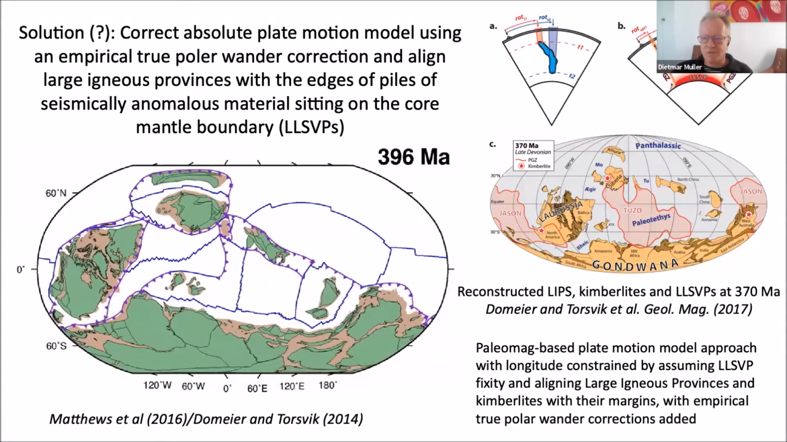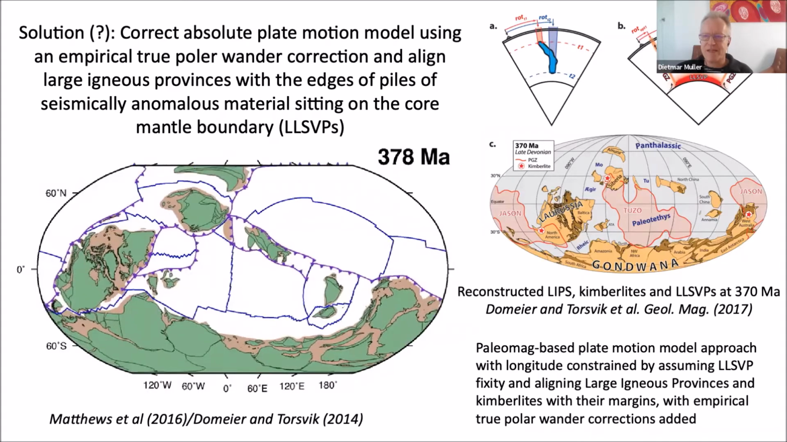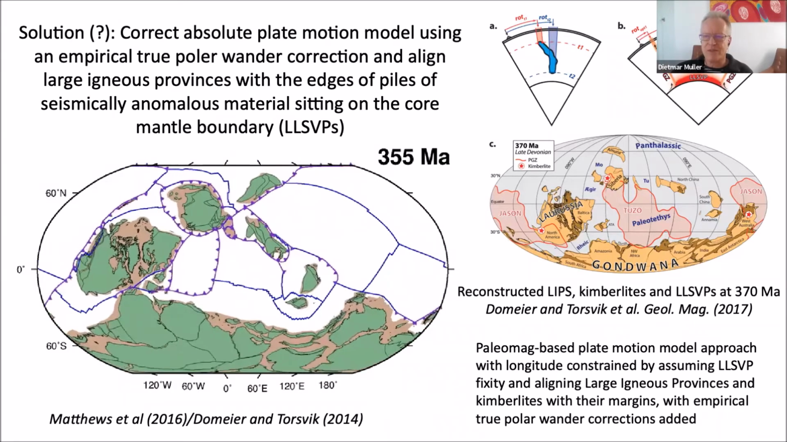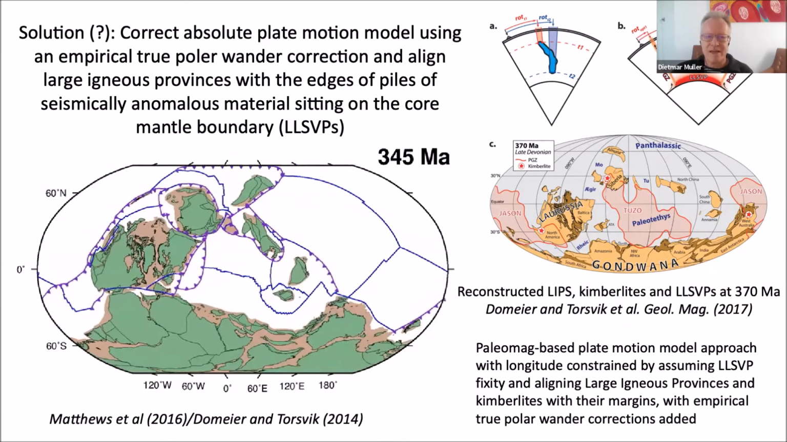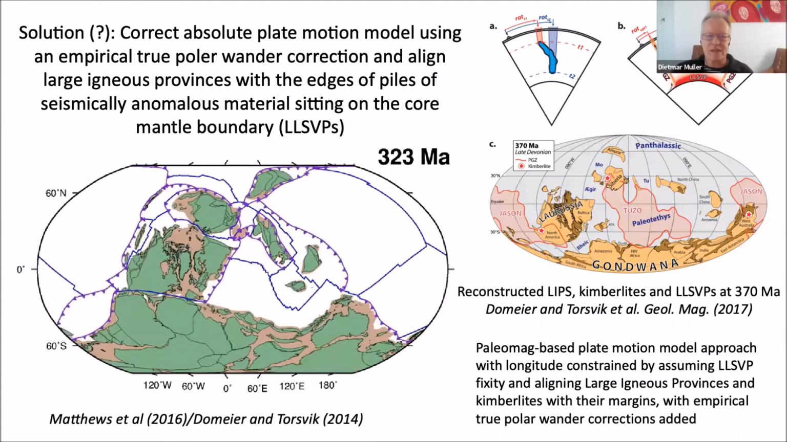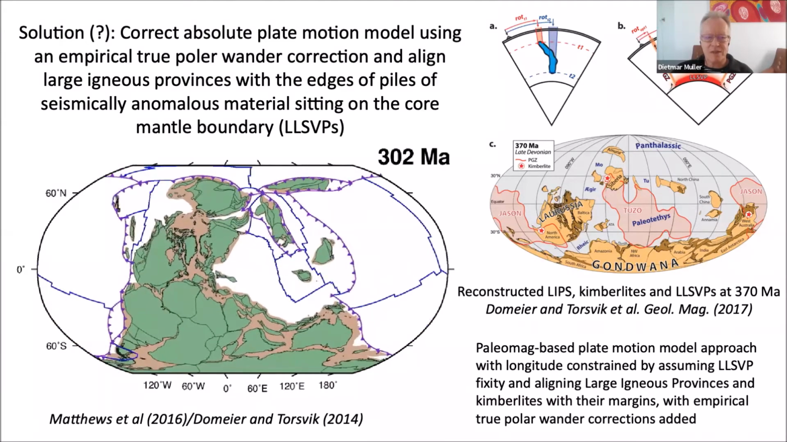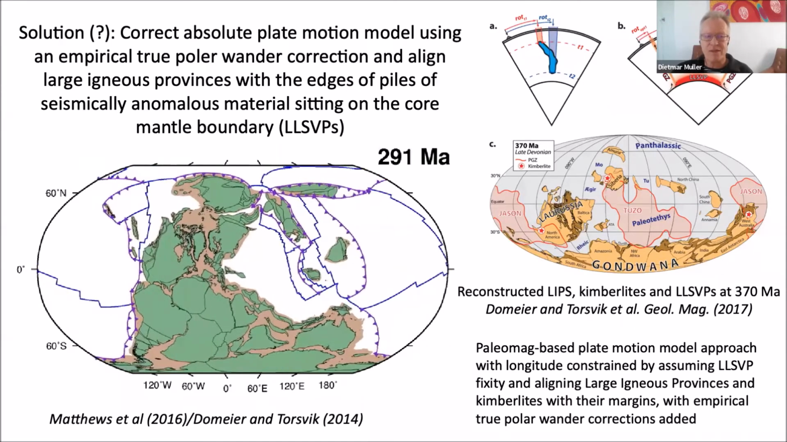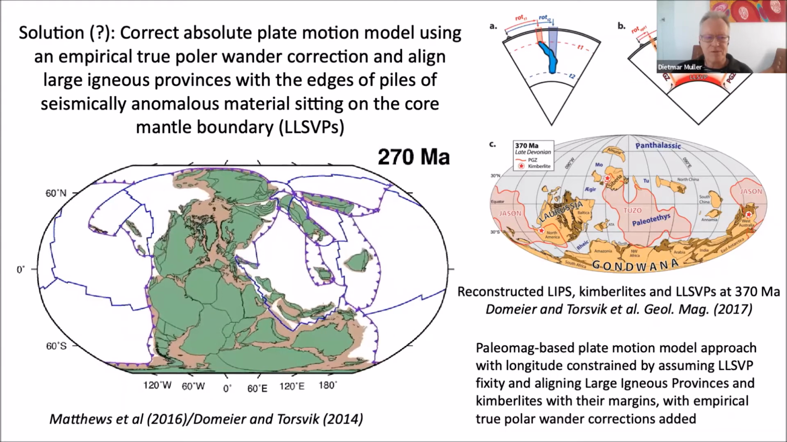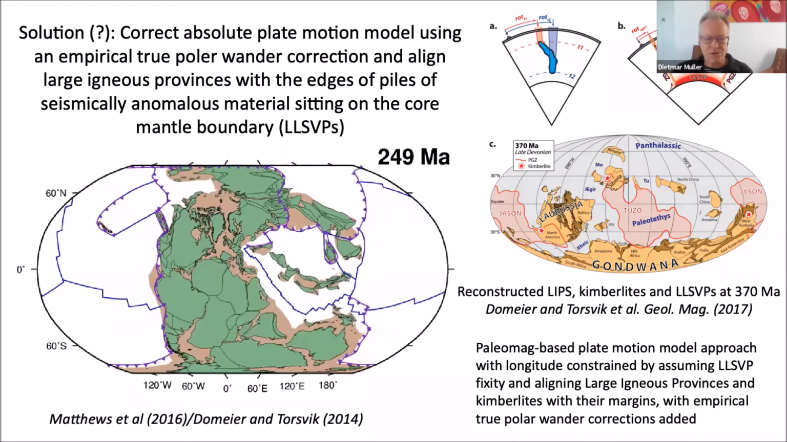Now, one solution for this problem that has been suggested in numerous papers is that we take our paleomagnetically constrained absolute plate model and in addition align reconstructed large igneous provinces and kimberlites with the edges of piles of seismically anomalous materials sitting on the core mantle boundary, because these are called low shear wave velocity provinces, the LLSVPs. And they are assumed to be stationary through geological time.